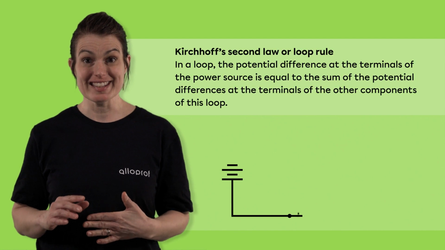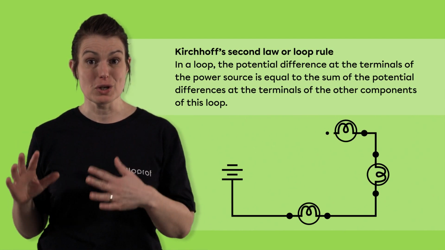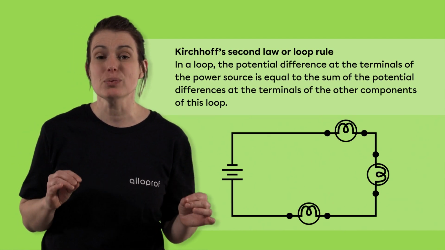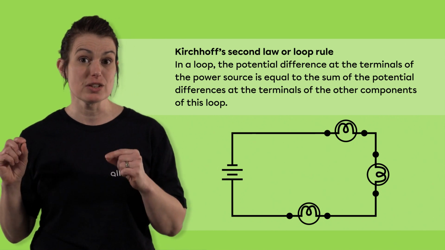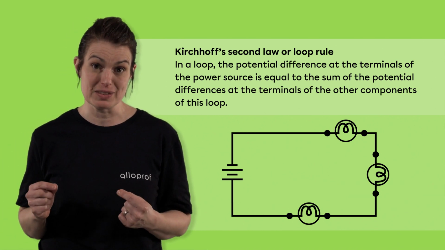Kirchhoff's second law, or the loop rule, is used to predict the potential difference or voltage at the terminals of the components of an electrical circuit. This law states that in a loop, the potential difference at the terminals of the power source is equal to the sum of the potential differences at the terminals of the other components of this loop. Essentially, the power source has a fixed amount of energy that it can distribute to the components of a loop.